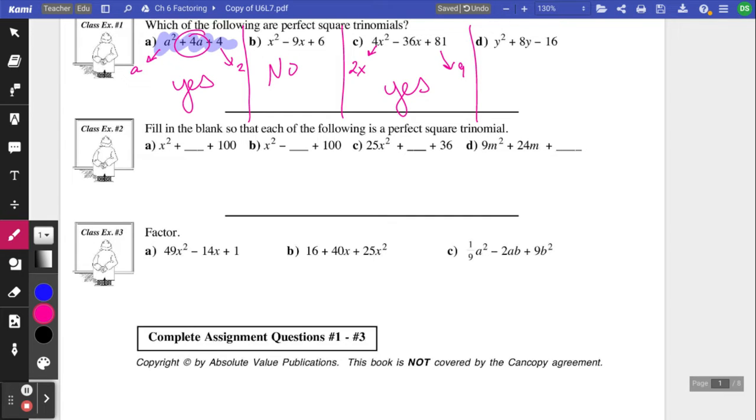Does this appear to be a perfect square trinomial? Let's go check it out. So we have a y here. This is a perfect square. What is the square root of a negative 16?